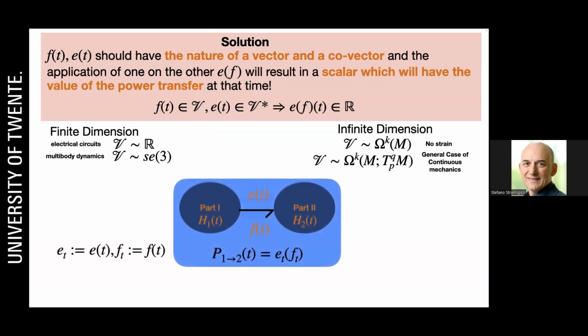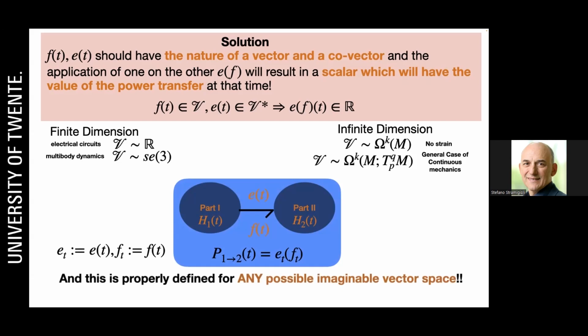And so we can write it like this, and this is the notation used in bond graphs, for example. We just have one bond, and if the pairing of these two variables is positive, it means in this case the power goes from 1 to 2. And if it's negative, it goes from 2 to 1. That's it. This is properly defined for any possible imaginable vector space. I only use duality. I don't need any extra structure. And this works in any field of physics. In fact, I'm working now with Frederic on quantum mechanics. So this is not only for classical physics. This is even more general than that.